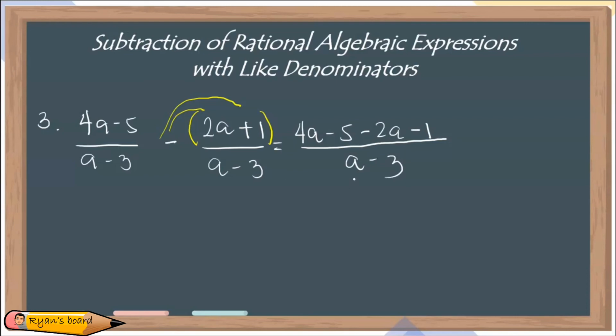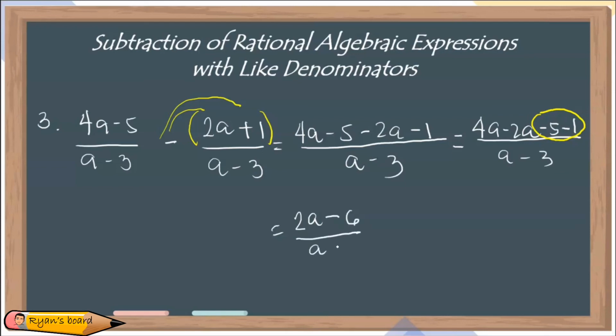Now, we combine like terms. Lahat ng may a pagsamahin. 4a minus 2a. Then, yung walang variables, pagsamahin, minus 5, minus 1. Now, remember that 4a minus 2a is 2a. Pag may nakita ka ulit na ganito, sabi ko kanina, you add the numbers, but the sign is minus. So, minus 6 over a minus 3. Now, hindi tayo basta-basta mag-cancel out dito. Bawal yun kasi meron tayong minus.